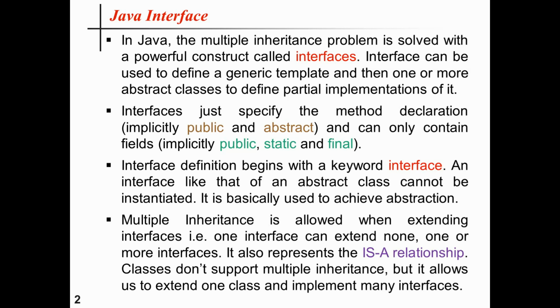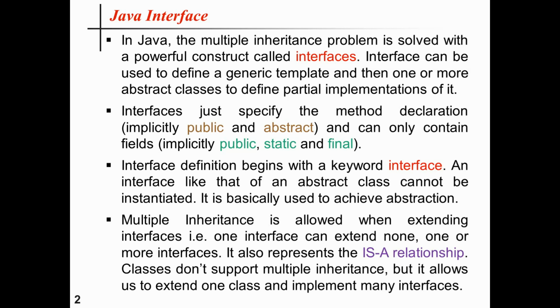Interfaces just specify the method declaration, like all the methods are by default public and abstract and can contain only public, static and final fields. Interface definition begins with the keyword interface. It is like an abstract class since it cannot be instantiated. So that is the similarity between abstract class and interface. It is basically used to achieve full abstraction. While by using abstract class you can achieve partial abstraction, here you can achieve full abstraction.